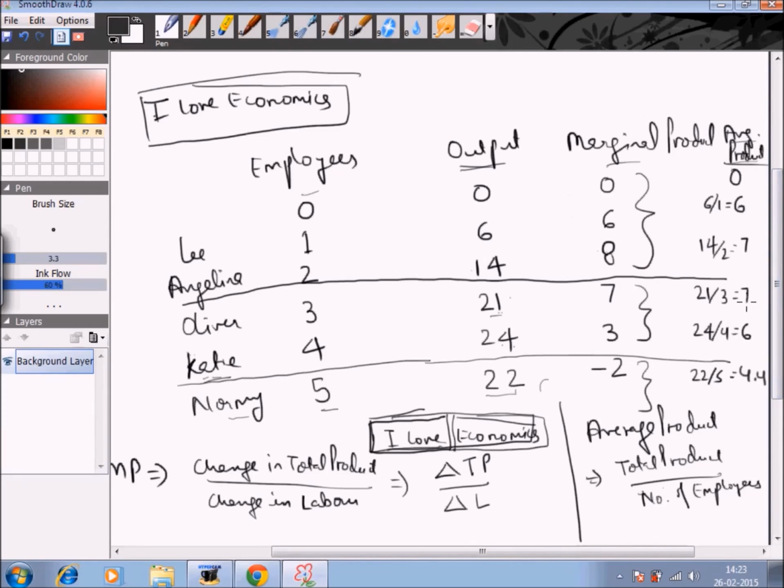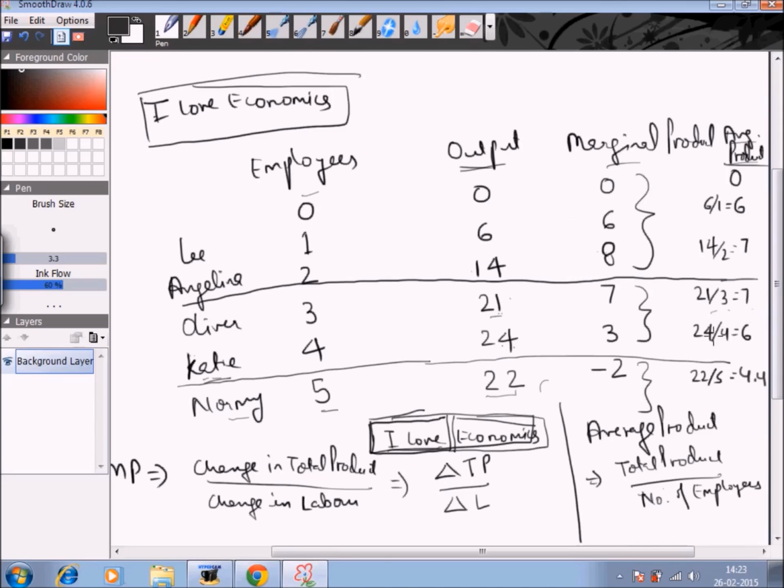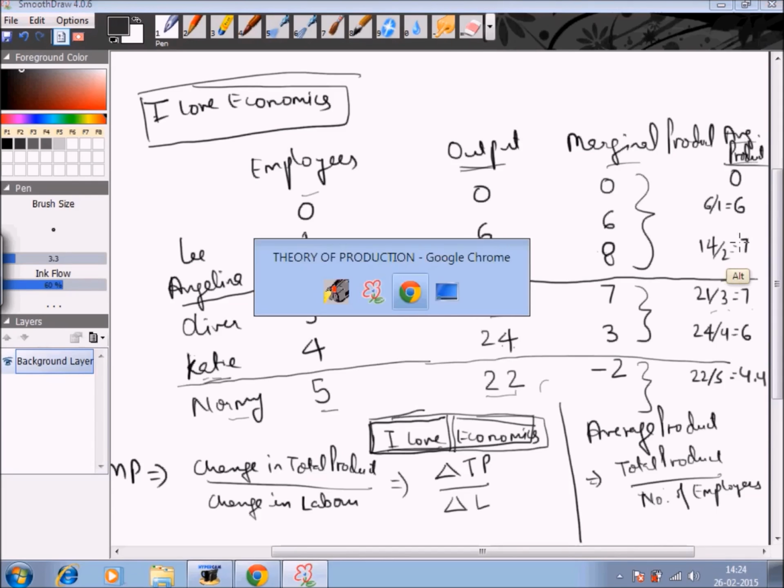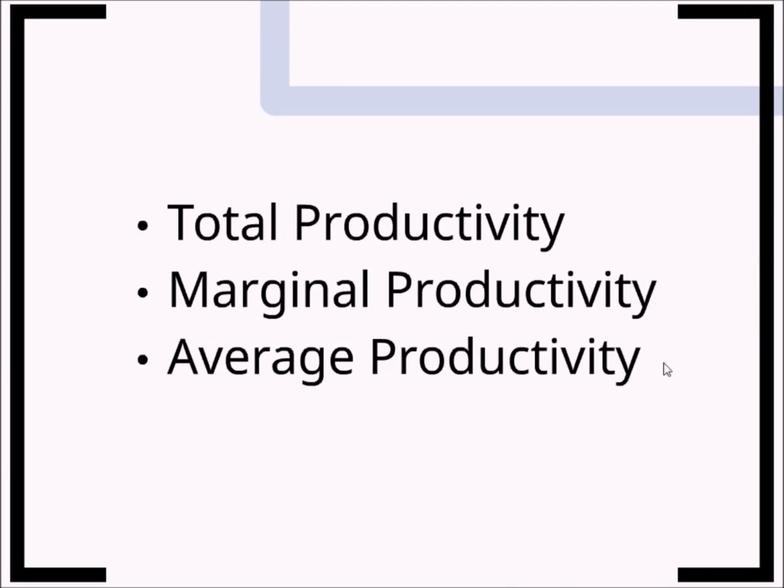So see, when we see the average product, up till Angelina, it was increasing. When we reached Oliver, it became constant. When we reached Katie, it started decreasing, and in case of Nomi also, it was constantly decreasing. So this is how we calculate the average product. So now it would be clear what is total productivity, what is marginal productivity, and what is average productivity.